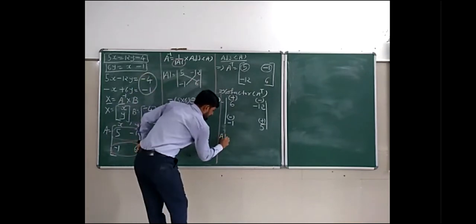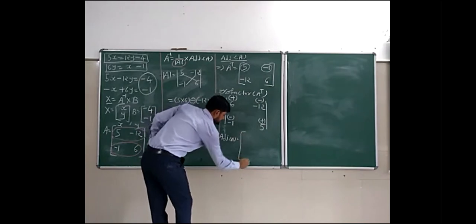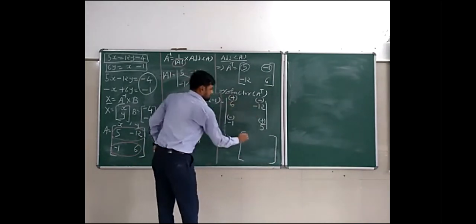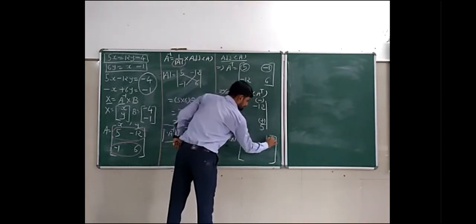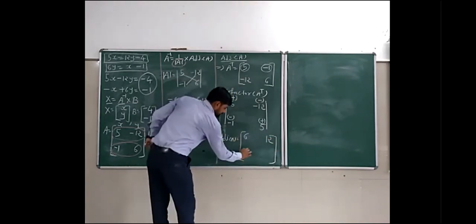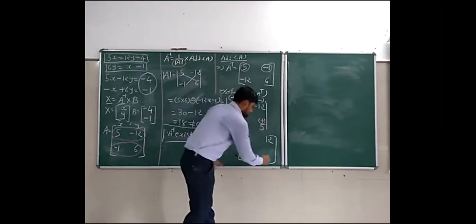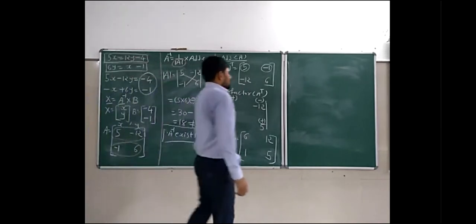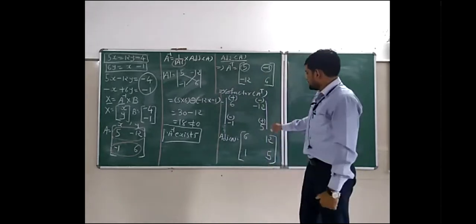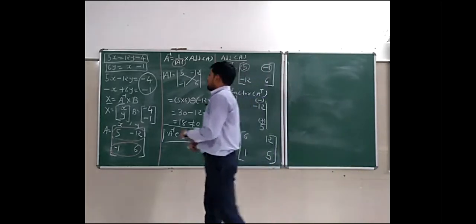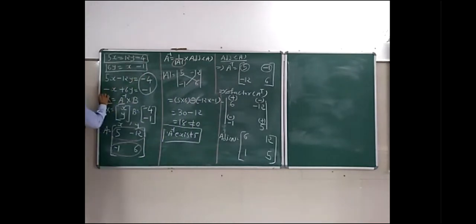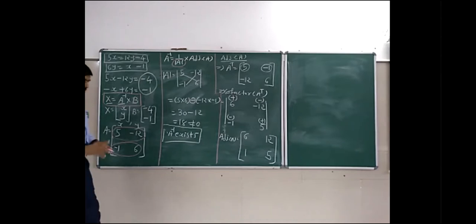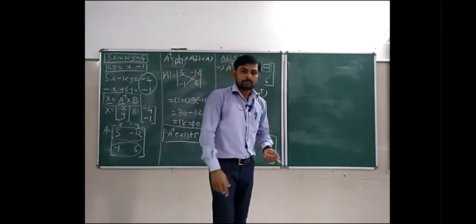Now finally we'll get the adjoint of A after changing the sign. So see, plus plus plus, minus minus plus, minus minus plus, and plus plus plus. Is that clear? Okay. Now, after finding this adjoint of A, we'll use this formula. What is the formula? The formula is X is equal to A inverse into B.